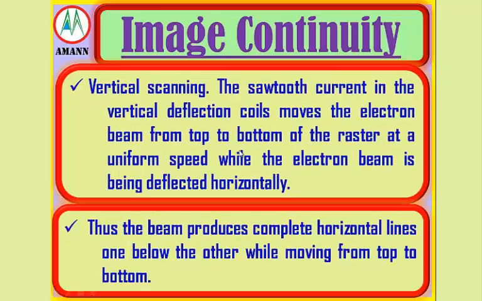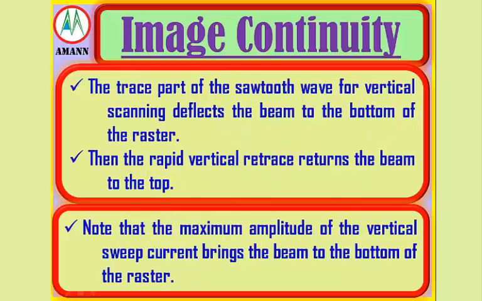Then we have the vertical scanning. The sawtooth current in the vertical deflection coils moves the electron beam from top to bottom of the raster at a uniform speed while the electron beam is being deflected horizontally. The direction of the vertical scanning is from top to bottom. Horizontal scanning is from left to right. Thus, the beam produces complete horizontal lines, one below the other, while moving from top to bottom. The trace part of the sawtooth wave for vertical scanning deflects the beam to the bottom of the raster. The rapid vertical retrace returns the beam to the top.